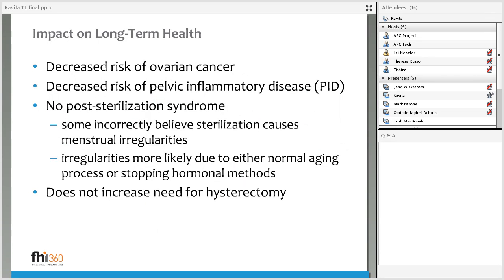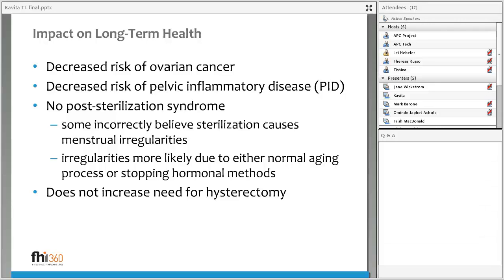Tubal ligation has favorable impacts on long-term health. There is a decreased risk of ovarian cancer, as well as a decreased risk of pelvic inflammatory disease, PID. Importantly, people used to think that there was something called a post-sterilization syndrome because some women noticed after tubal ligations that their menses changed. It was incorrectly thought in the past that this was due to possibly some effect on the ovarian blood flow caused by ligation of the tubes and that this was a physiologic effect. However, studies have shown that any change in menses is more related to either normal aging or to stopping hormonal methods such as OCs or DMPA.